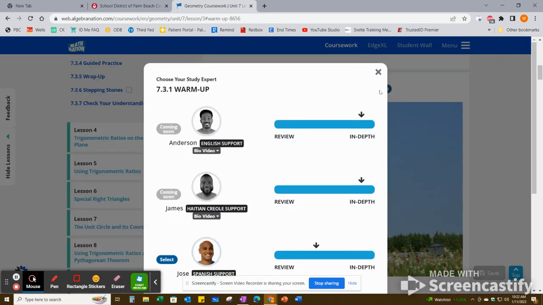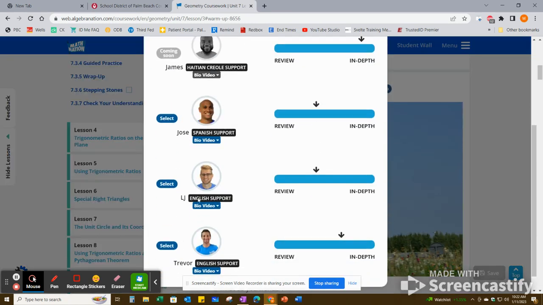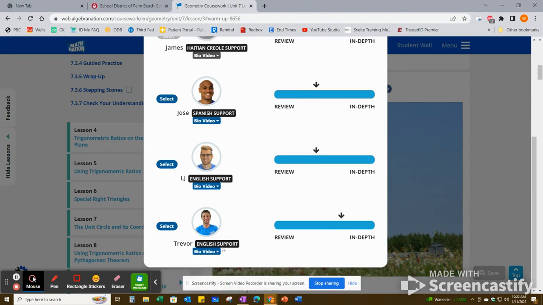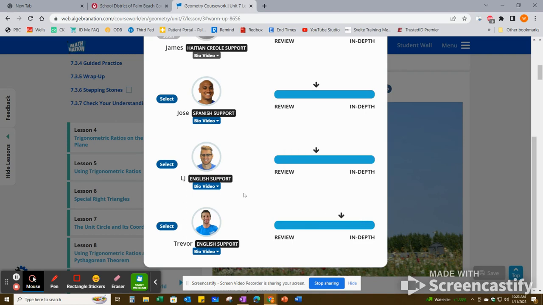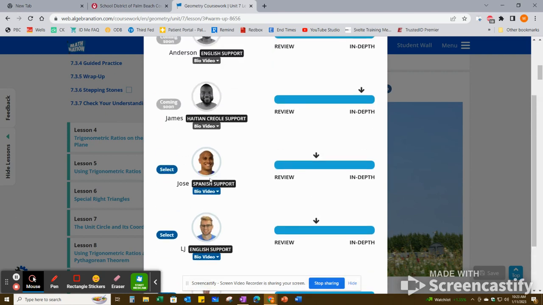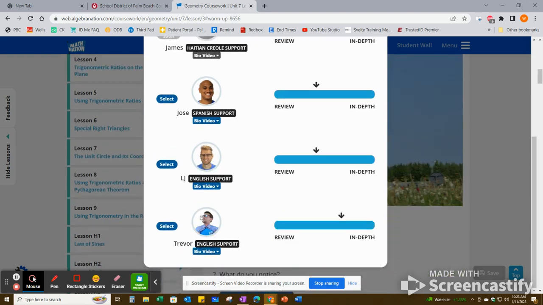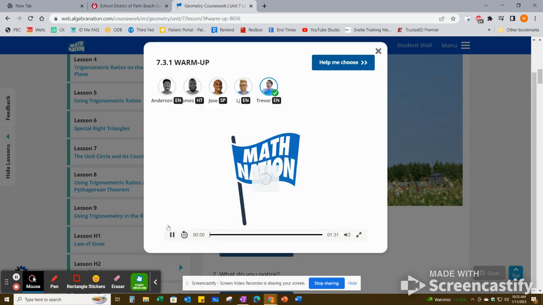All right. Now, these are all the people that are available. If you notice, Trevor is a little bit more detailed, and you guys really need Trevor. LJ, he goes way too fast and leaves all the important information out. And Jose does the same thing. He leaves a lot of important information out. So Trevor's going to take a little bit longer to explain the videos, but he gives a whole lot better answer and description. So I would select him, and then your video will start to play. Notice this is 1 minute and 31 seconds long, and it'll go over the warm-up with you.